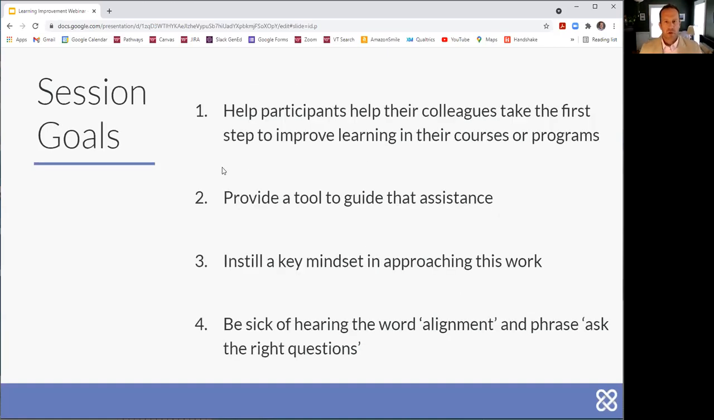So the goals, hopefully, with what we do here will help you help your colleagues take that first step. It gives you one tool, there are many out there, to guide that assistance, to get a key mindset in approaching this work. And there are a lot of interactive ways we'll do that today. And by the end, you'll probably be sick of hearing the words alignment and ask the right questions. So that's the hope of the session.